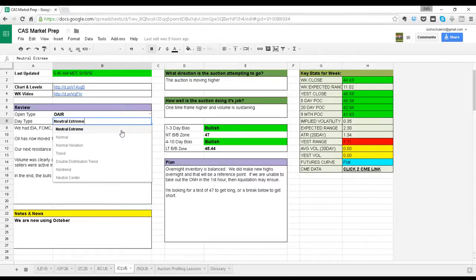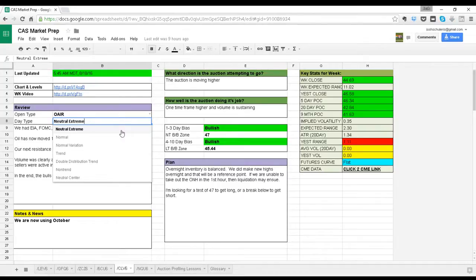Real quickly, a normal day is a day where the IB contains most of the range. Either it contains all of the range, or there's just a little bit of excess on one side. A normal variation is where it seems like we have half of the range that the IB holds, and then half of the range that is beyond it.